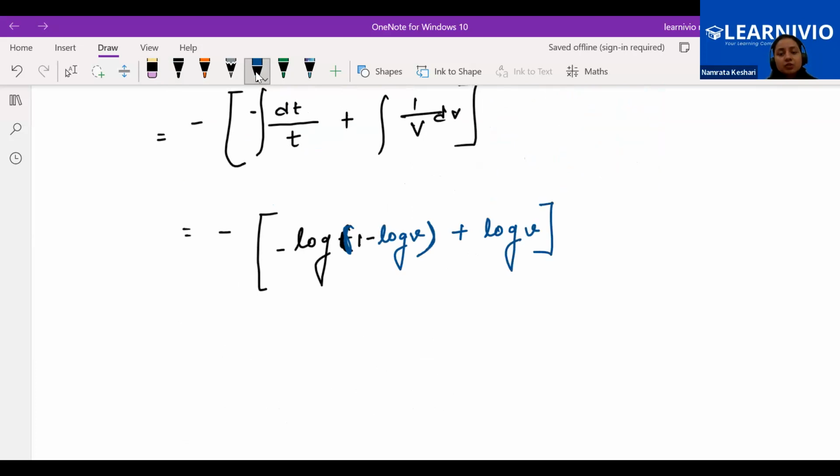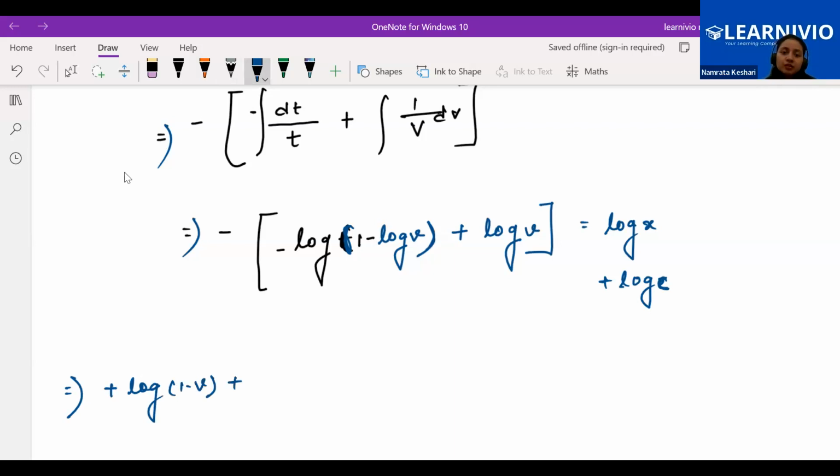On the other side also we are going to get log only, log x plus log c, let's take. So all the logs we can just cancel them out. So let's open the bracket. It will be plus log 1 minus v, not plus, minus log v. Yes or no? Yes or no, Murtaza? Yes, ma'am.